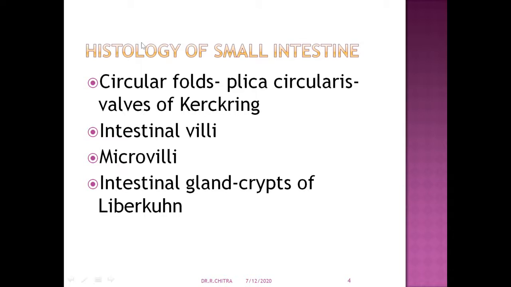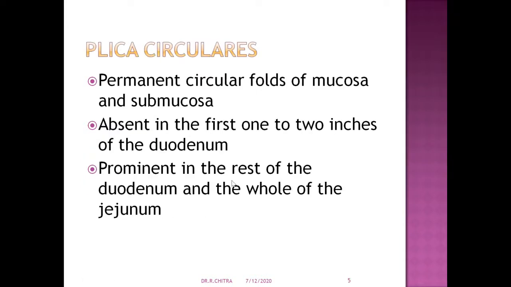So what are the modifications in the histology of the small intestine? Circular folds. They are called plica circularis or valves of Kerckring. Then intestinal villi, microvilli, intestinal glands. They are called the crypts of Lieberkühn. What are plica circularis? They are the permanent circular folds of mucosa and submucosa. So they are circular and permanent. That is the thing we should remember. But absent in the proximal part of the duodenum. But in the rest of the duodenum and the whole of the jejunum, they are more prominent.